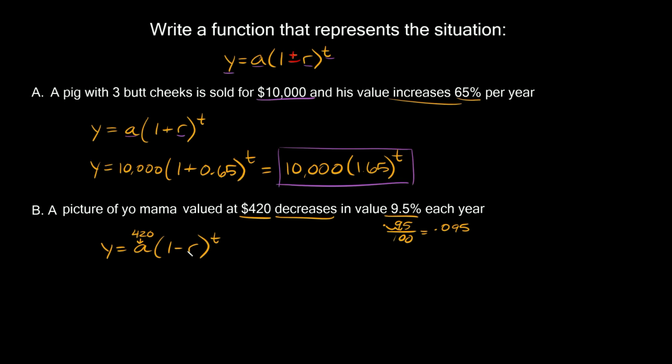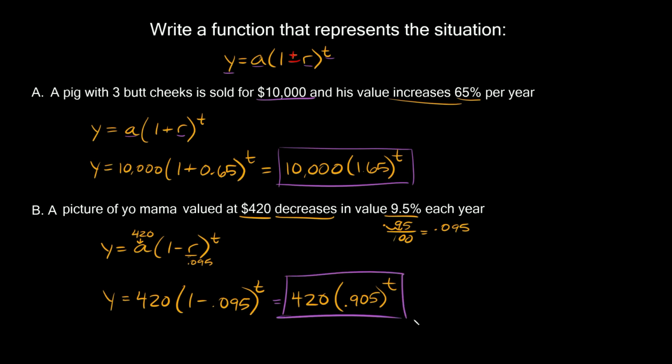So then right here, we're gonna plug in 0.095, right? Let's write it out. So we have y is equal to 420 times 1 minus 0.095 raised to the t, all right? And then lastly, again, we just have to simplify what's here in our parentheses. So then this is going to be equal to 420, and then 1 minus 0.095, you can plug it into your calculator if you want, is 0.905, right? And then, again, it's raised to the t. All right, so this would be your exponential decay function for this problem.